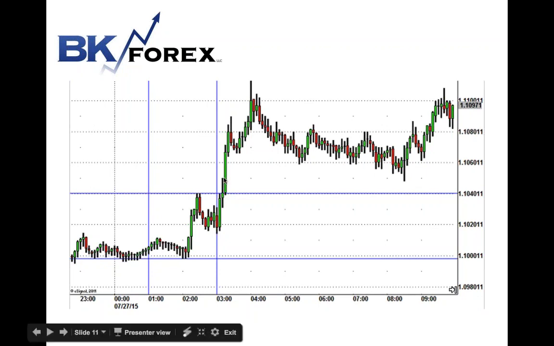110.45. Stop would be 110.25, right? 20 points below, and target is 65. And you can see this is a 5-minute chart. This thing just flies. Generally these things resolve themselves.